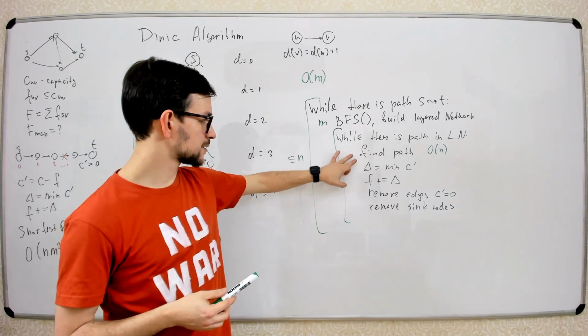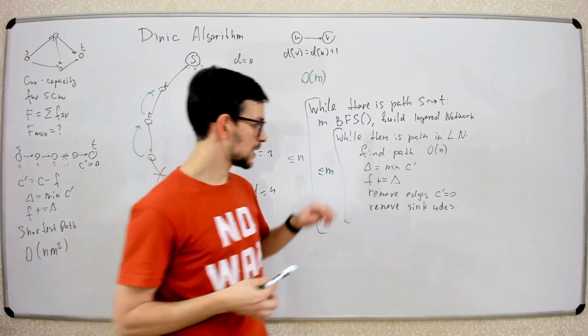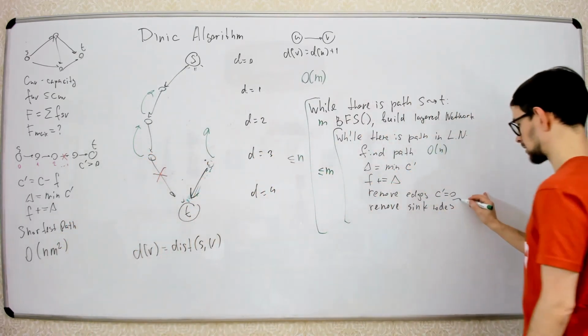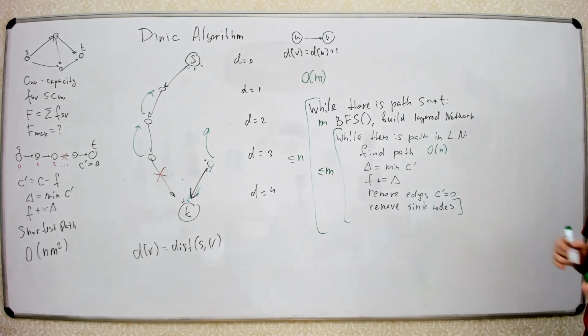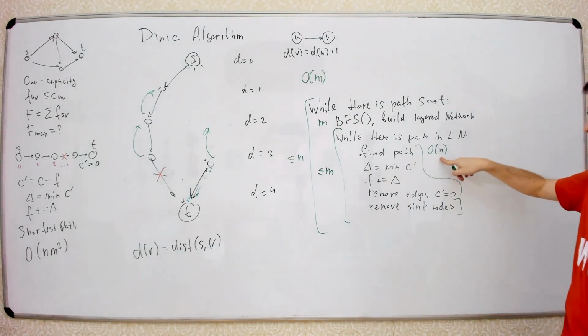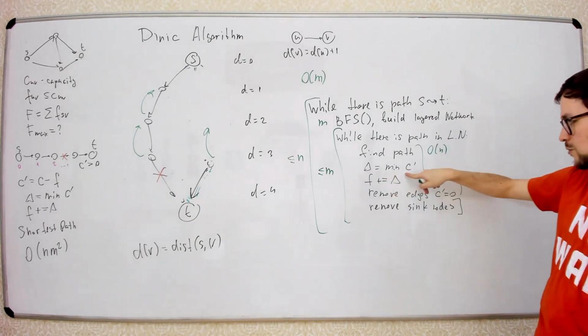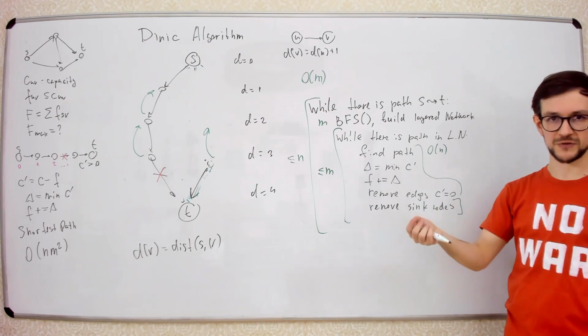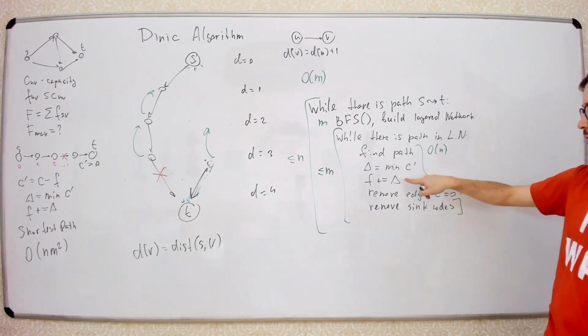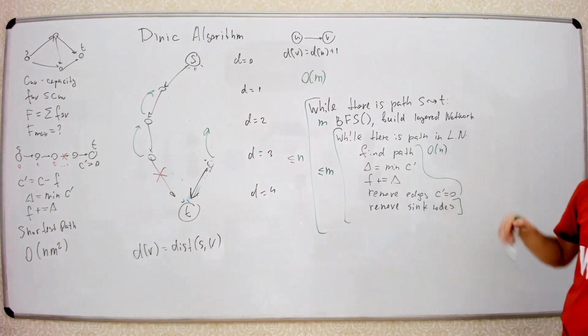Now finally, all this is linear. So we find the path in linear time, in time n. Then find the minimum on this path. Again, the length of the path is at most n. So we find the minimum, increase the flow, remove the edges. This all can be done in n time.